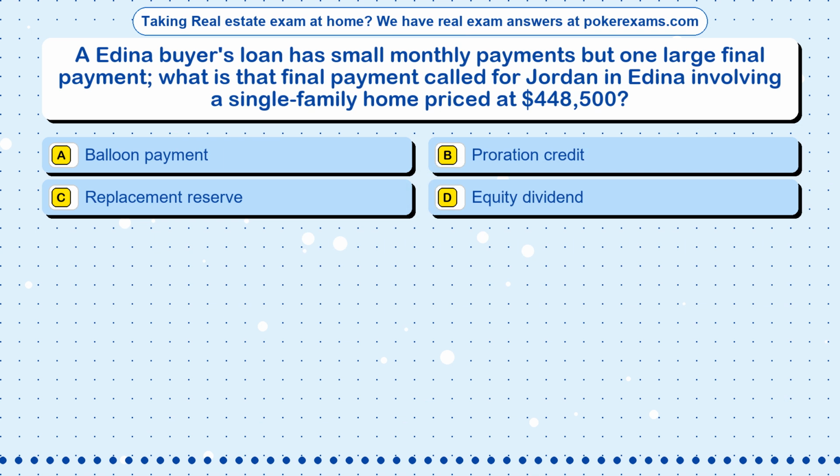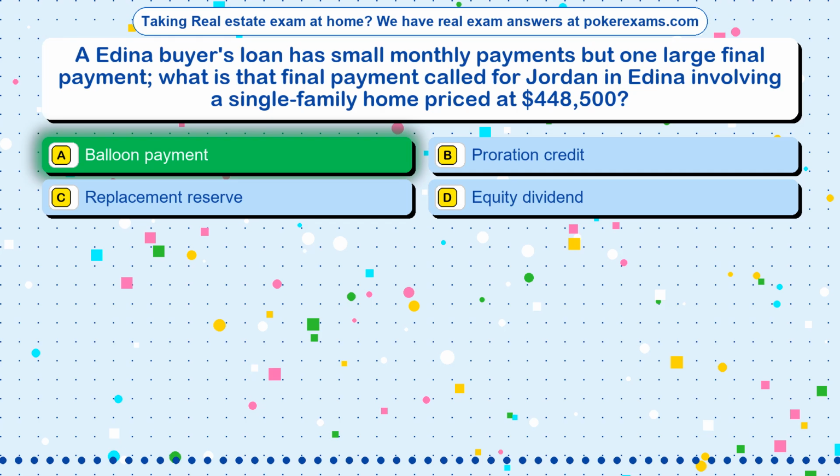Question 73. An Edina buyer's loan has small monthly payments but one large final payment. What is that final payment called for Jordan in Edina involving a single-family home priced at $448,500? Option A, balloon payment. Option B, proration credit. Option C, replacement reserve. Option D, equity dividend.